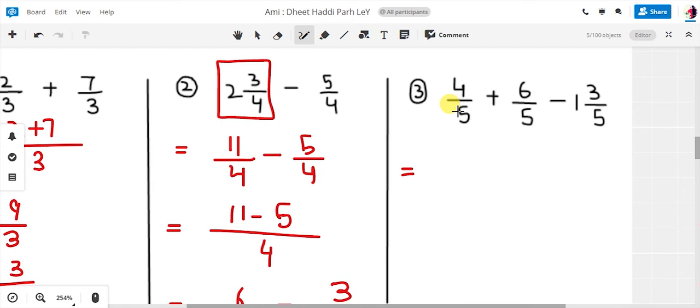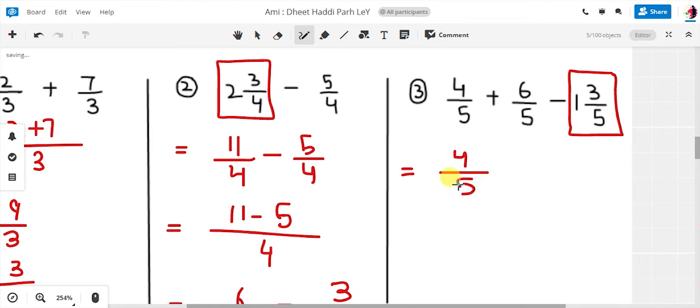We can also solve them simultaneously, but I recommend you solve the first two fractions and then move on to the third fraction, so there will definitely be less chance of error. First I'm going to convert these three fractions into the standard form. Since this is a proper fraction, this is an improper fraction, and this is a mixed fraction, and a mixed fraction is a non-standard form of a fraction, let's convert it into the standard form.